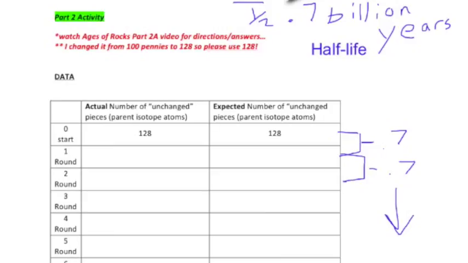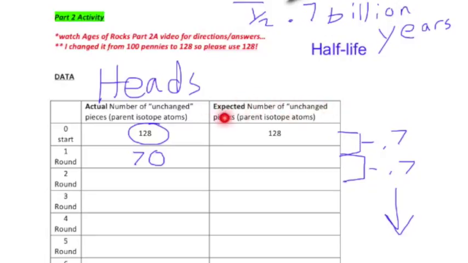Alright, so after you've started with 128 pennies and you shook them in the container and counted them all, what you're going to record here is the number of heads that are still remaining. Out of 128 to start with, record your actual data. Let's say that you had 70 heads remaining after the first round. Well, what is the expected number of unchanged pieces? If we started with 128, I would expect half of 128 to be heads, so that would be 64. That's how I would fill out this column.